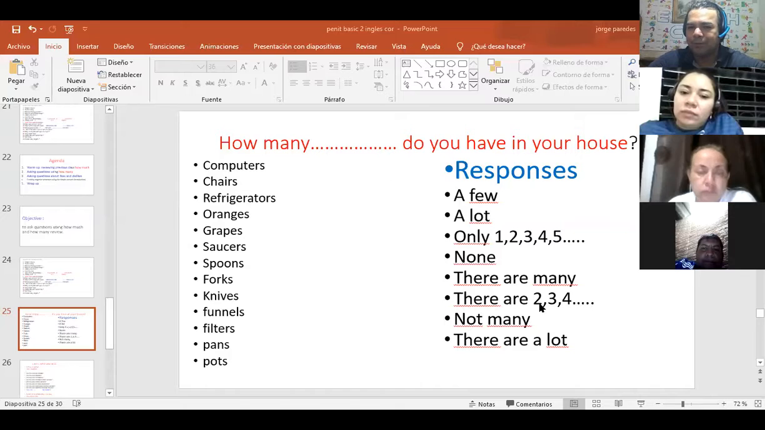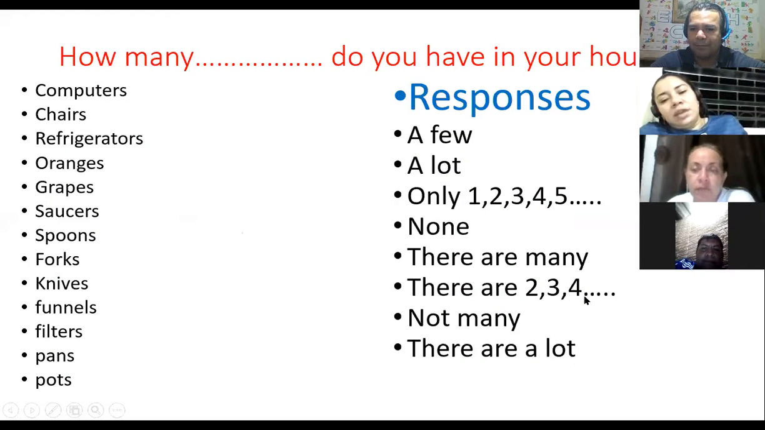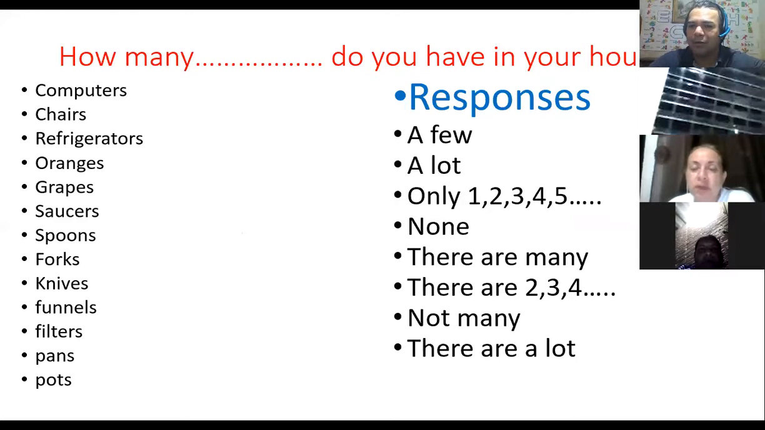Okay, repeat. There are two. There are three. There are four. Okay, ¿por qué quité el uno? Porque el uno solo es singular. No funciona. Es singular. Correcto.